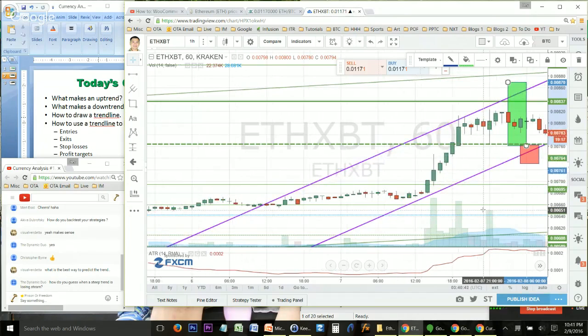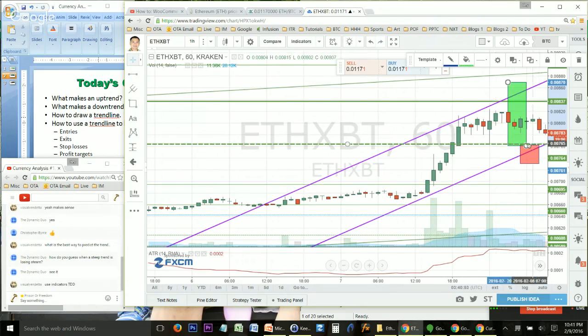So when it hits that dotted line, that support level, that's where I'm going to get in because it matches up with that support from this tail right here. This is what's called a confluence of support and a trend line.